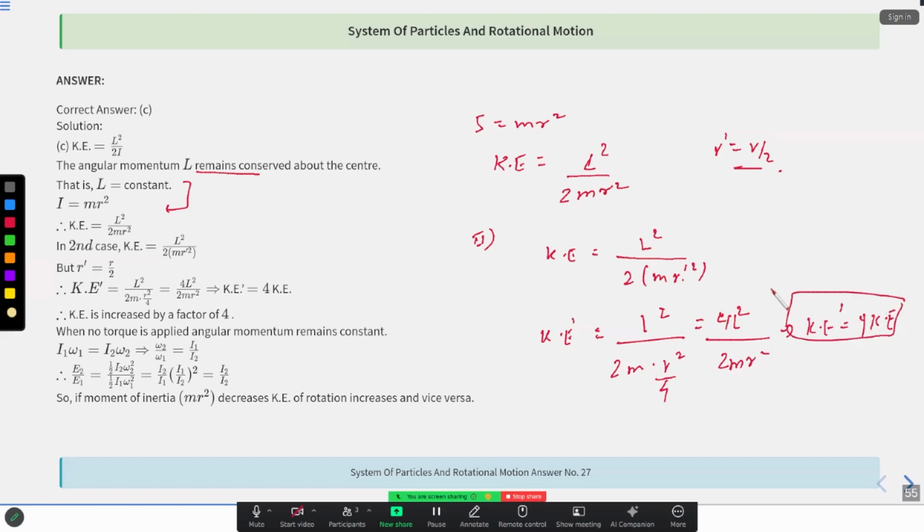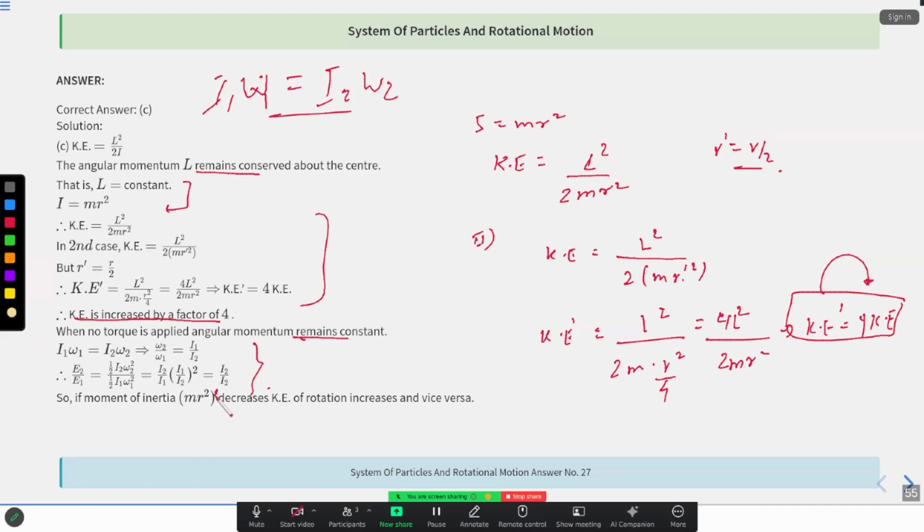The new kinetic energy is 4 times the older kinetic energy. This is what they have said in this part. So kinetic energy increased by a factor of 4 when no torque is applied and the angular momentum remains conserved, as we know this fact. So I1 omega 1 will be equal to I2 omega 2, and this is what is written over here. Fine, so E2 by E1 will be half I2 omega 2 square divided by half I1 omega 1 square, which is I2 by I1 into I1 by I2 whole square. Now these quantities will get cancelled.